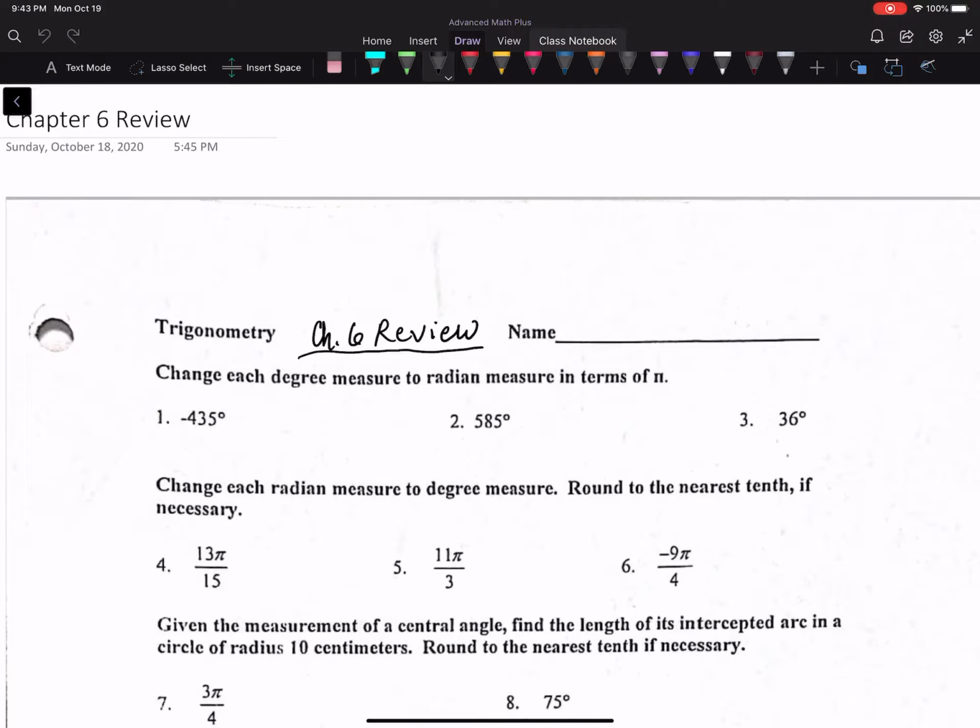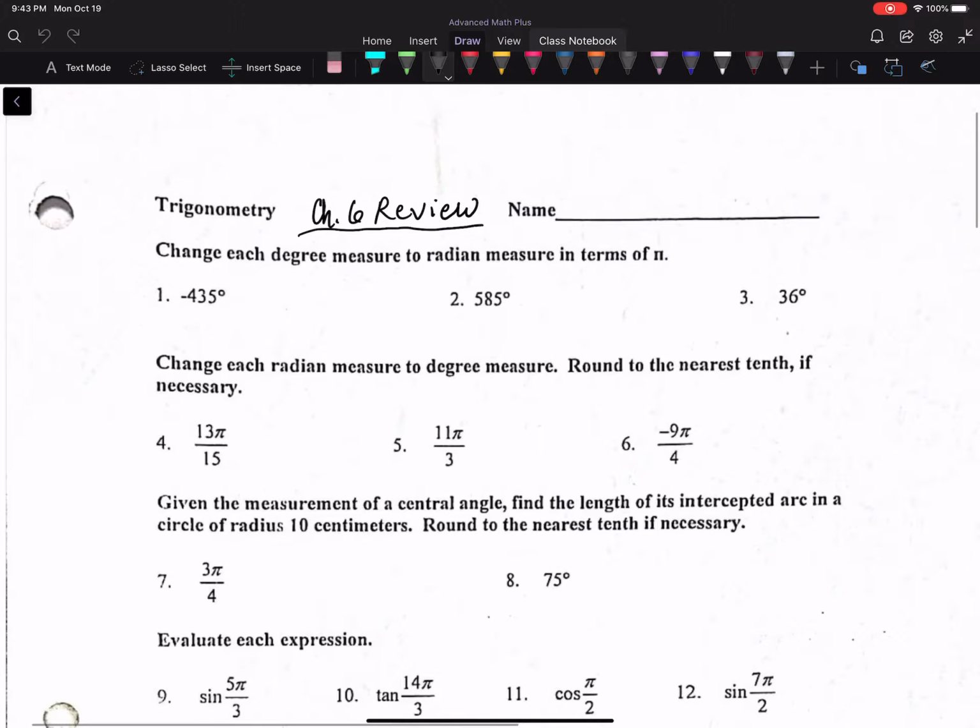So the first three we are simply converting. They give us the angles in degrees, and they want us to write the angles in radians. So it's very, very simple. These problems should be easy. You do need to show your work, but the work is not much. There's not much to show.